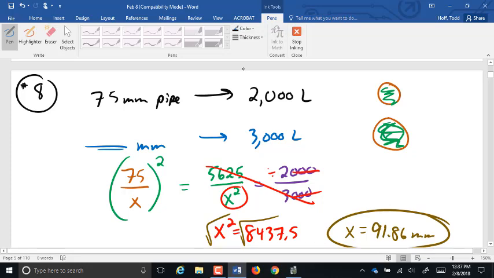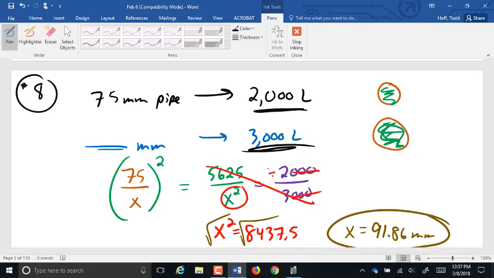So like I mentioned the other day, you have to be careful. Even though liters here looks like a volume, really all we're changing is an area, cross-sectional area. Similar issues with other problems here. Give me just a second to write that down. 91.86.